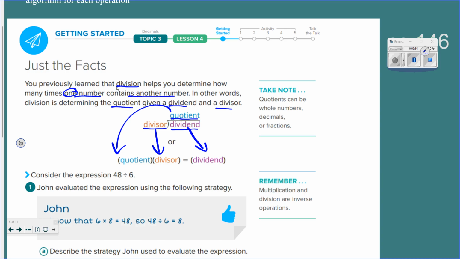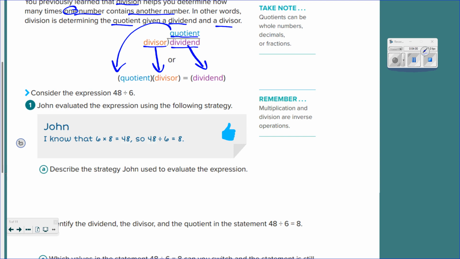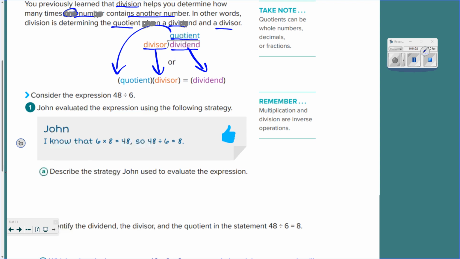Okay? Now one thing we want to look at is if I'm looking at an expression like 48 divided by 6, John evaluated the expression using the following strategy. He knew from his fact family 6 times 8 is 48, correct? Everybody good with that? So now I'm looking at 48 divided by 6. He said that's going to be 8 because that is part of the fact family.